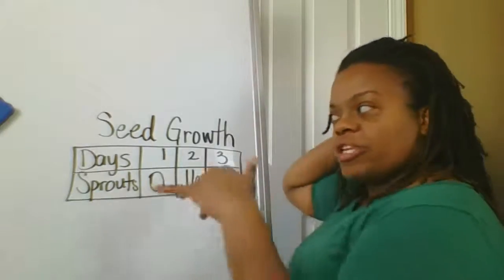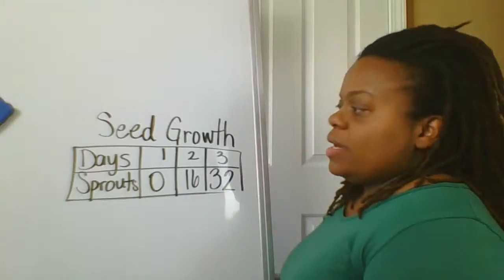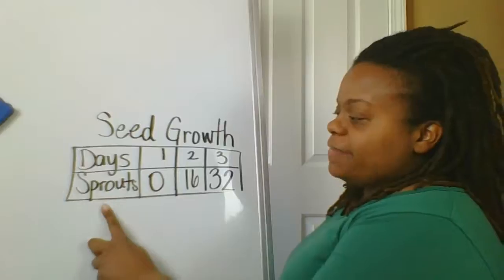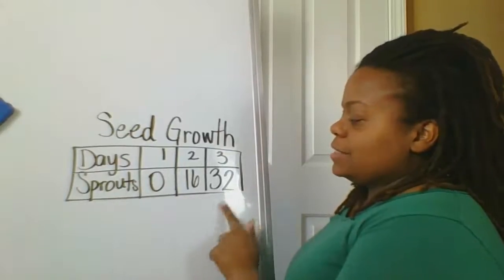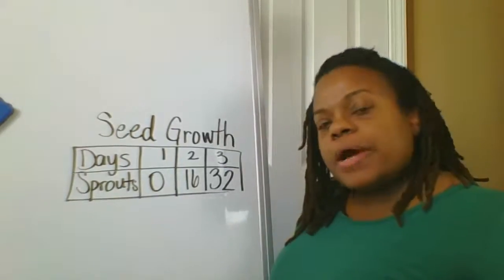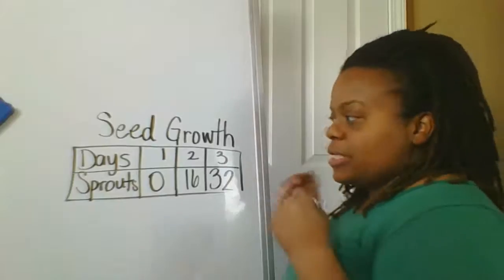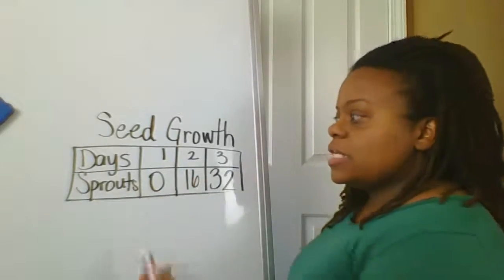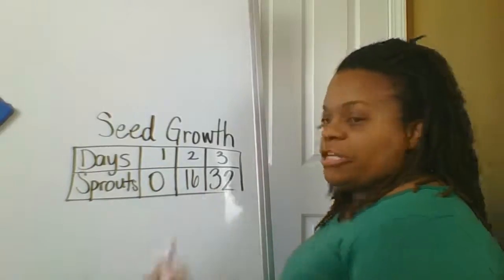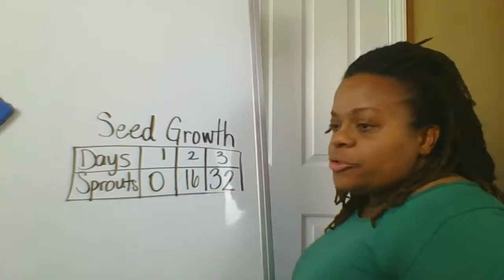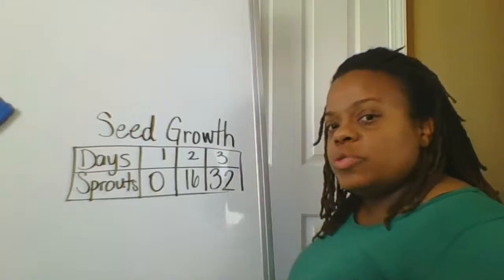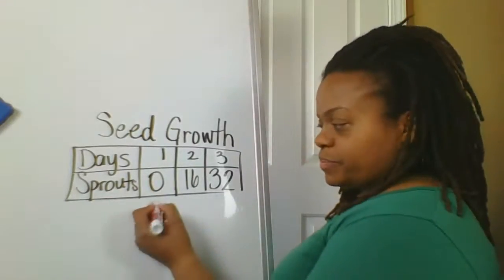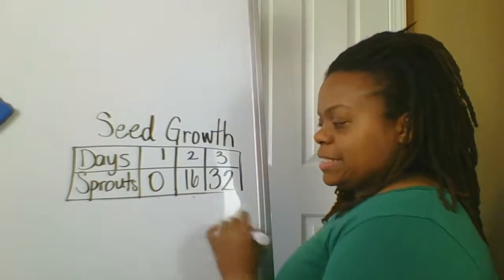So here I just recreated the chart that they gave you. At the top, I have days 1, 2, and 3. Then I have sprouts. There's 0 sprouts, 16 sprouts, and 32 sprouts. As I notice that these days increase, I also see that the number of sprouts increase. So I want to know, well, by how much do these sprouts increase? I'm going to start with going from 0 to 16.